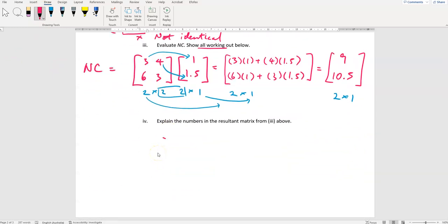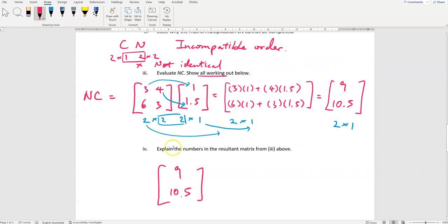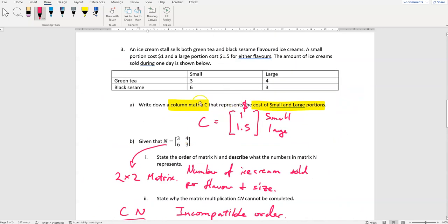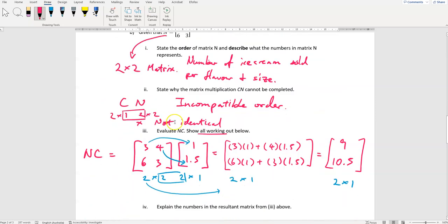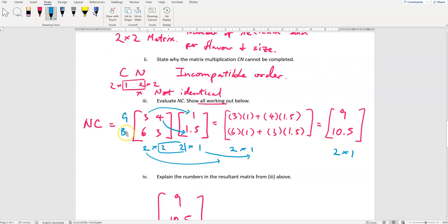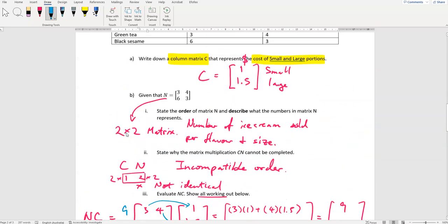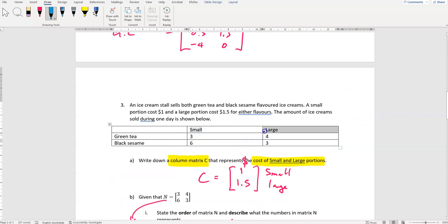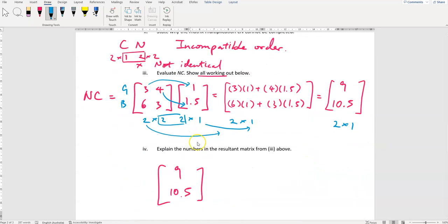So this matrix here, the 9 and the 10.5. Well, let's decipher this. What does N represent? Let's have a look again. N. Green tea, black sesame. So the rows for N are the flavors of ice cream, yeah? So in here, I'll label this, green tea, black sesame. So G for green and B for black sesame. And then for the 3 and the 4, that's small column, large column. Right? So this is small and this is large.